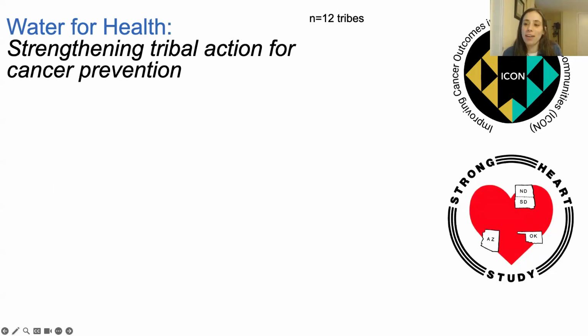So this is a new center we have that's based out of the University of Oklahoma. It's called the ICON Center, Improving Cancer Outcomes in Native American Communities.